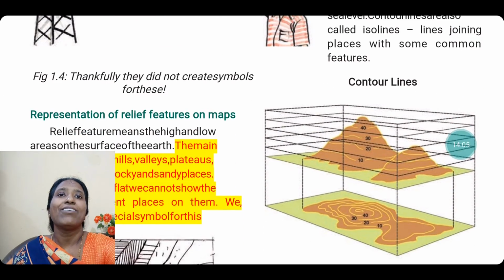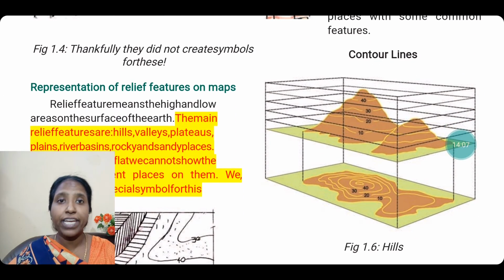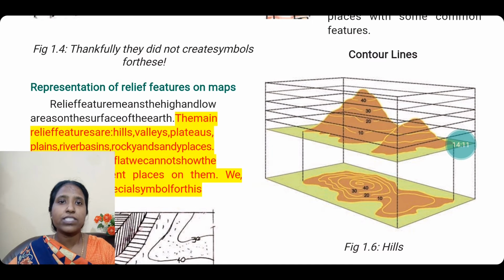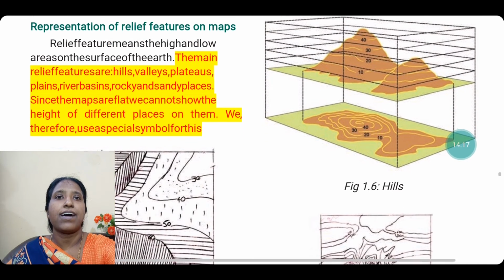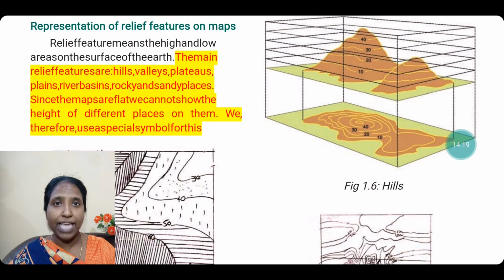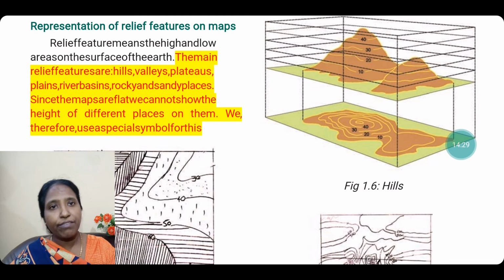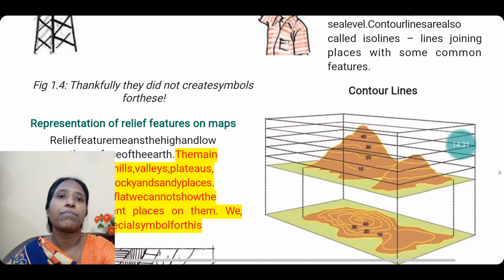Now let's come to the representation of relief features. Relief features means the landforms, how the structure of the land in that place is, is called the relief feature. The main relief features are hills, valleys, plateaus, plains, river basins, rocky and sandy places. Since the maps are flat, we cannot show the height of different places on them. We therefore use a special symbol for this.